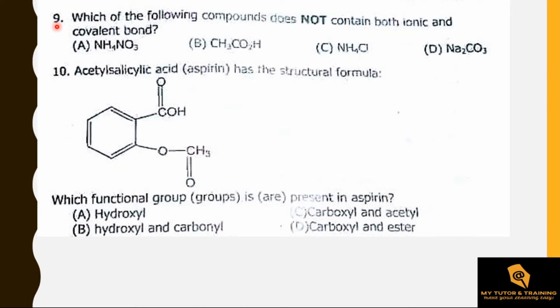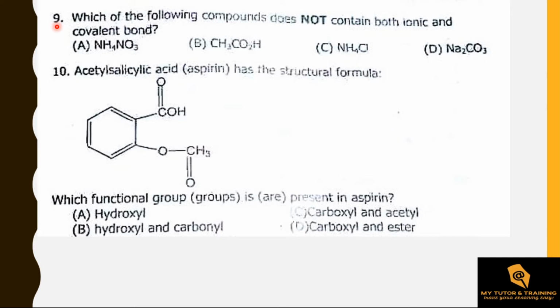Let's come to choice B. Choice B is CH3COOH. This is a carboxylic acid with 2 carbon atoms. It is a molecular substance. So in case of B, there is no ionic bond at all. The correct answer for the question is B.